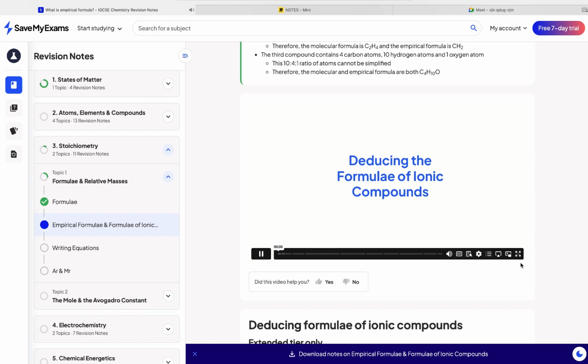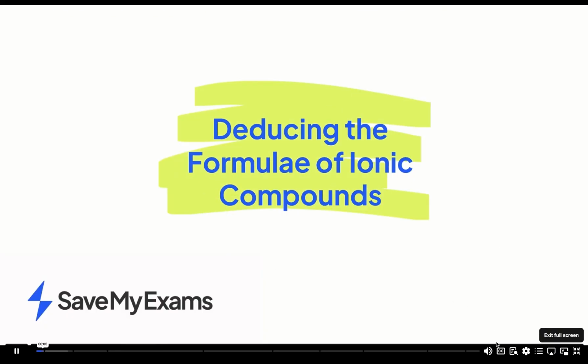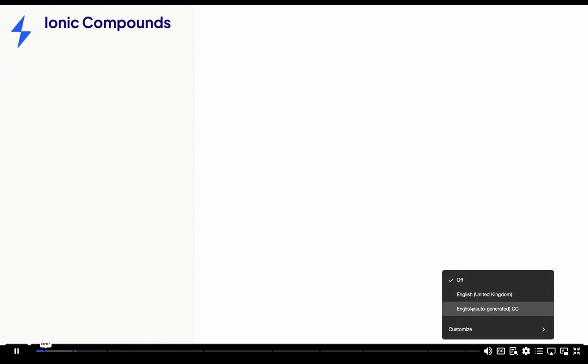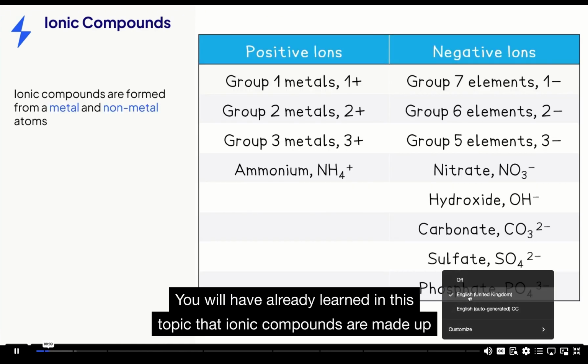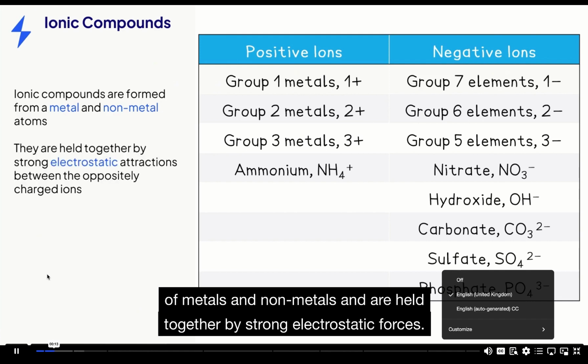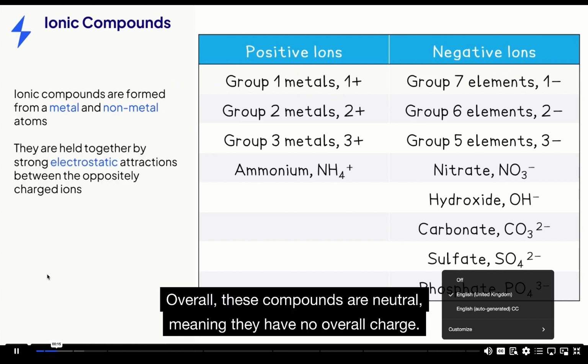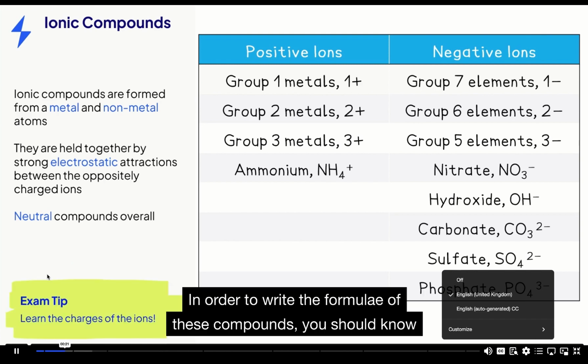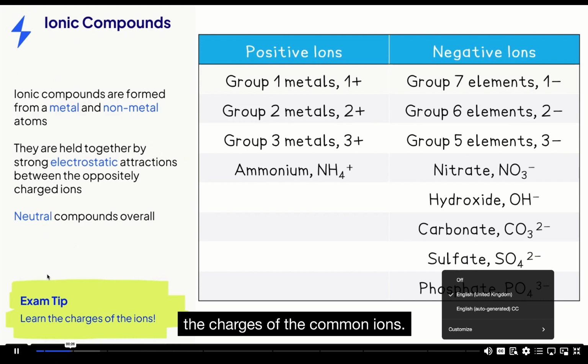In this video, we will be looking at how to write the formulae of ionic compounds. You will have already learned in this topic that ionic compounds are made up of metals and non-metals and are held together by strong electrostatic forces. Overall, these compounds are neutral, meaning they have no overall charge. In order to write the formulae of these compounds, you should know the charges of the common ions.